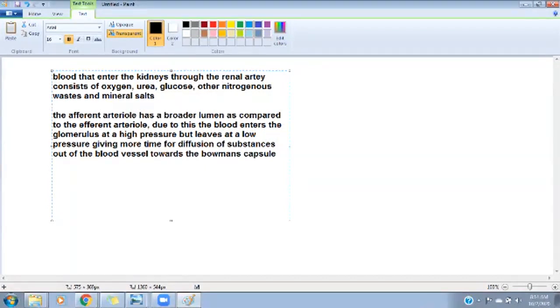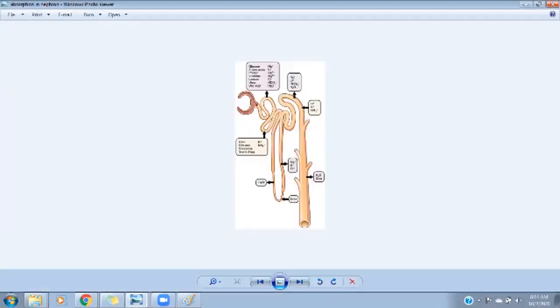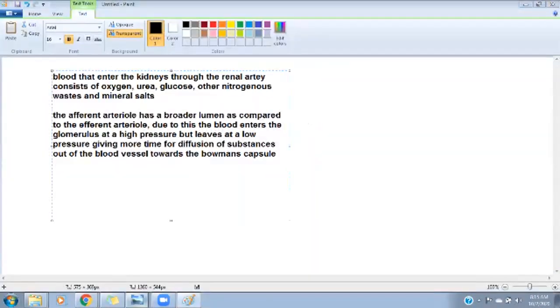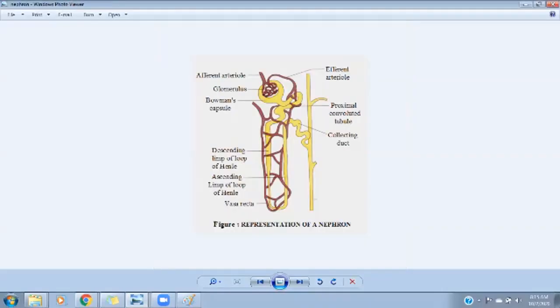If we look at this picture again, आप ये देख सकते हैं, ये वाली, कि यहाँ पे ब्रॉड है और यहाँ पे नैरो है. ग्लोमेरुलस में ज़्यादा देर तक जब ब्लड रहेगा तो यहाँ पे डिफ्यूजन ऑफ सब्सटेंसेस फ्रॉम द ब्लड टुवर्ड्स द बोमेंस कैप्सूल हो सकेगा.